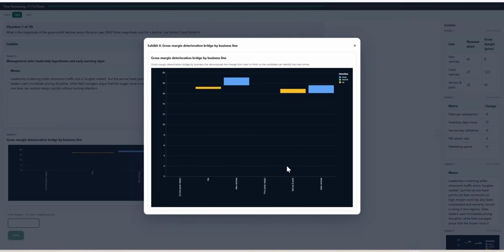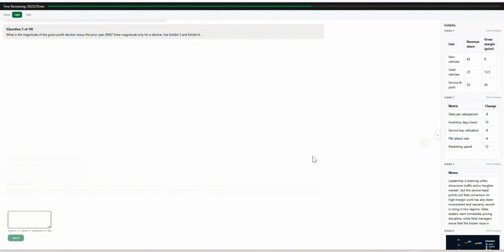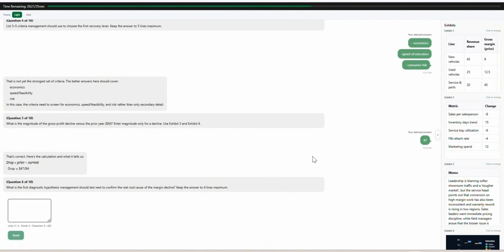So the worked solution gives us 47 million, and the system is very explicit that because this is a decline, we should enter the magnitude of decline only. So we do not type negative 47, but we type 47 because that is the magnitude of decline. So once we have that answer, there we go. We can see the calculation is prior year's profits minus current year's profits, which gives us 47 million. All right. Now, let's move on to question 6.